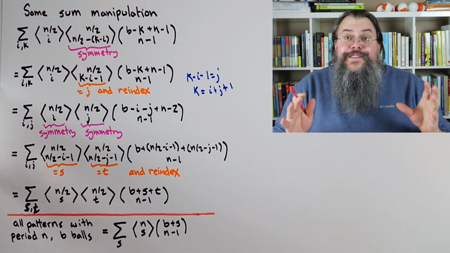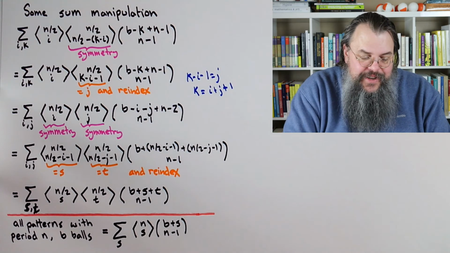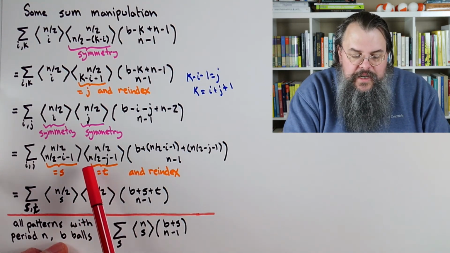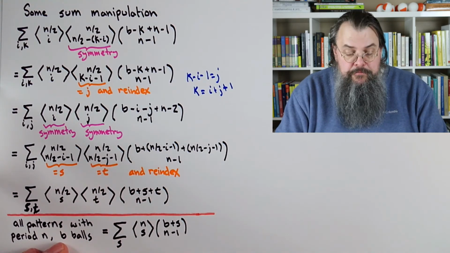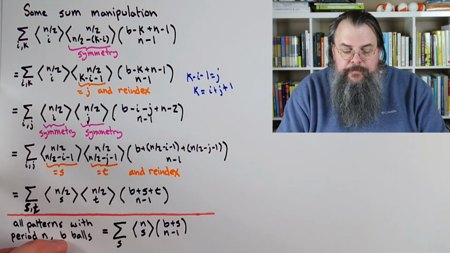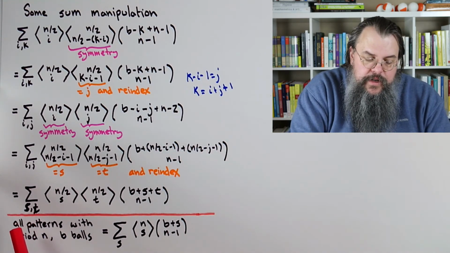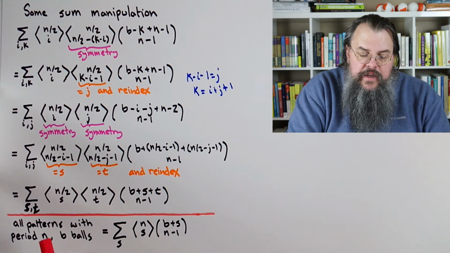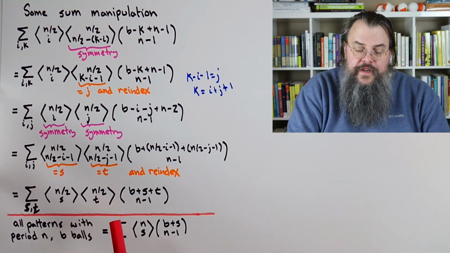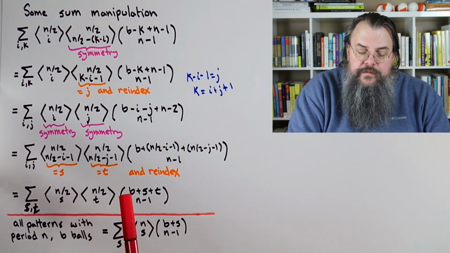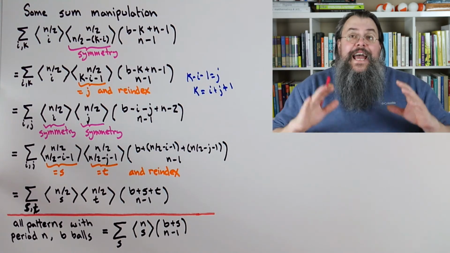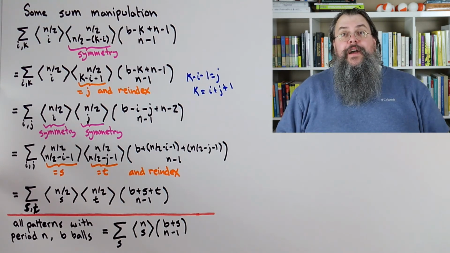So let's reindex. Okay, so we're going to change this n over 2 minus i minus 1, we'll call it S, and n over 2 minus j minus 1, we'll call it T. Good. So there's an S, there's a T. So our sum is really now all S and T, and it's the Eulerian number n over 2 S, the Eulerian number n over 2 T, and then the binomial coefficient b plus S plus T and minus 1. And that is as simple as I can get it.